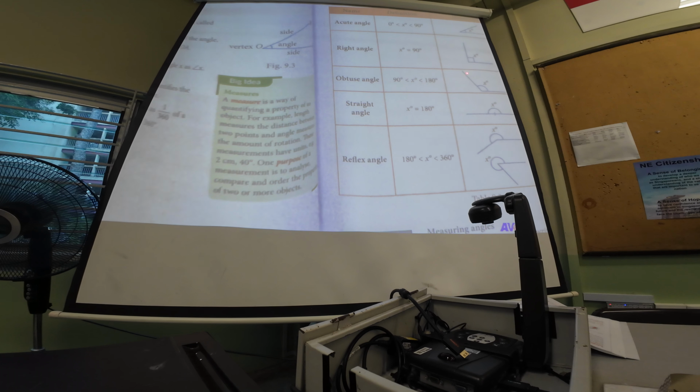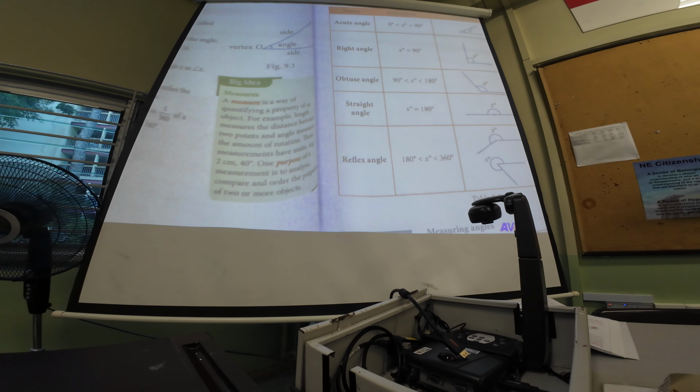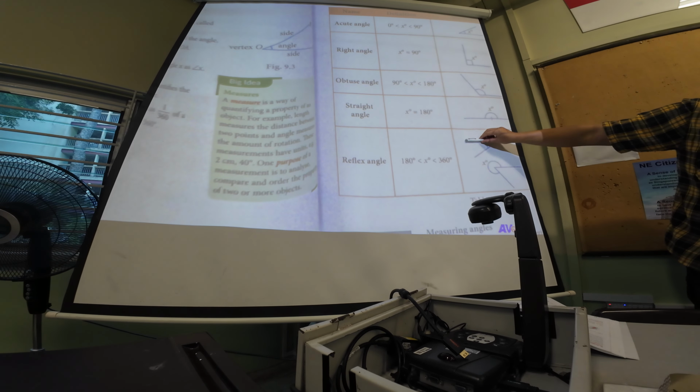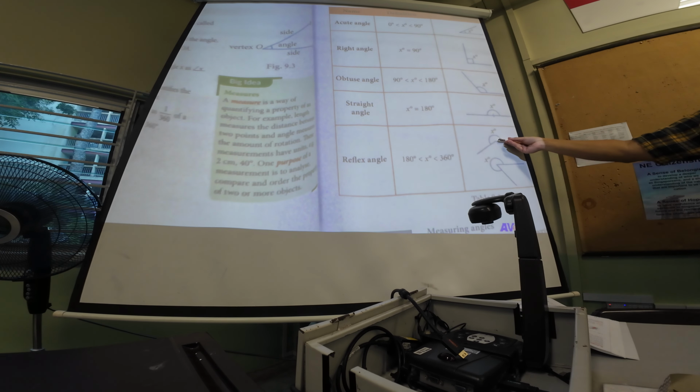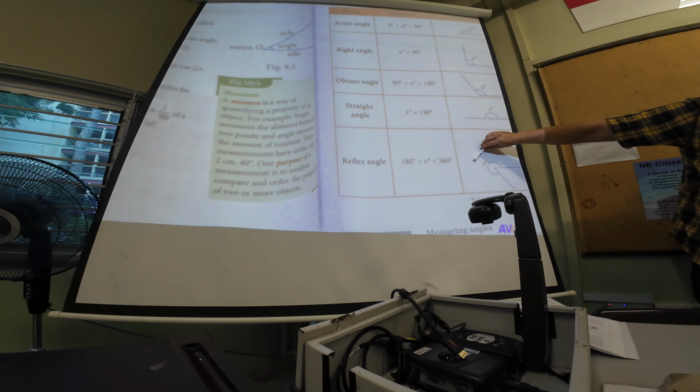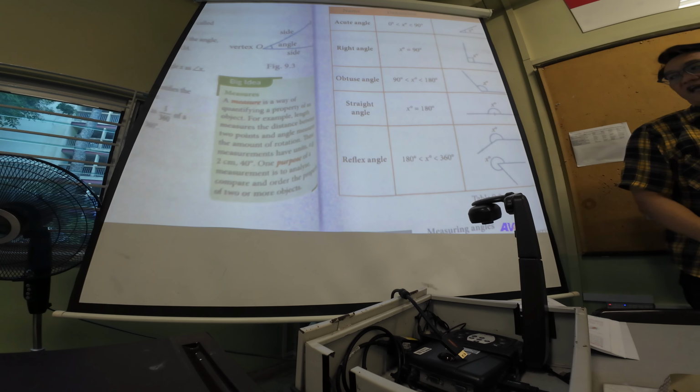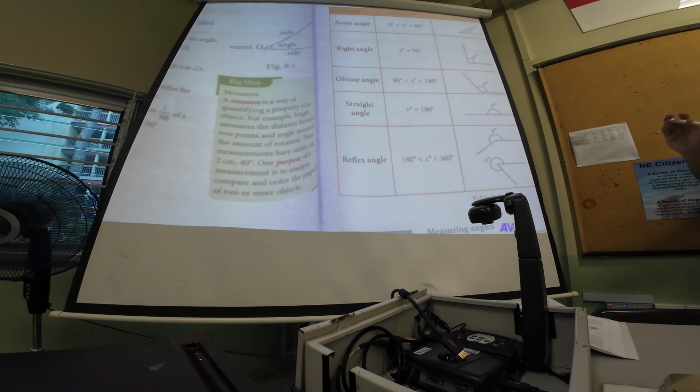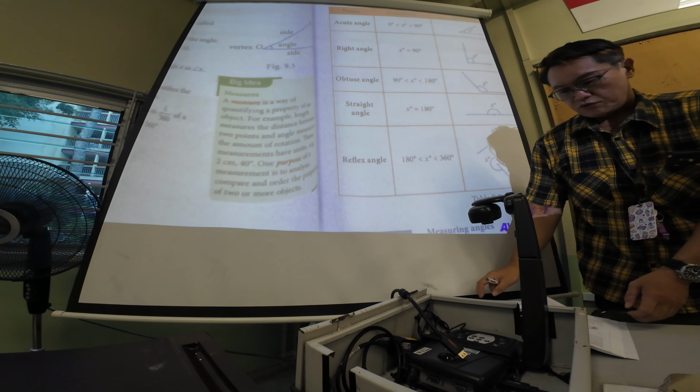Then when it goes beyond 90 degrees, it's a bigger angle already, so we call it obtuse. Remember by OB. Then when we have a straight line, it is 180. Then when we go beyond 180, we call it a reflex angle. So this rotation is like that. Like that. The rotation is 0, 90, 180, more than 180 already. So we call this a reflex angle. So these are some of the names that you all are required to remember.